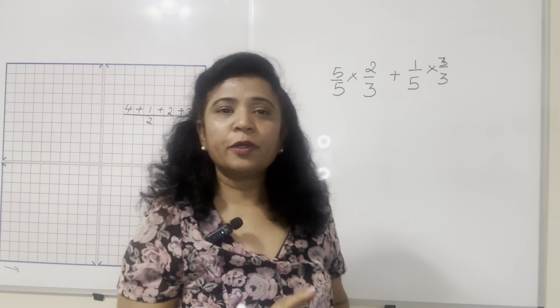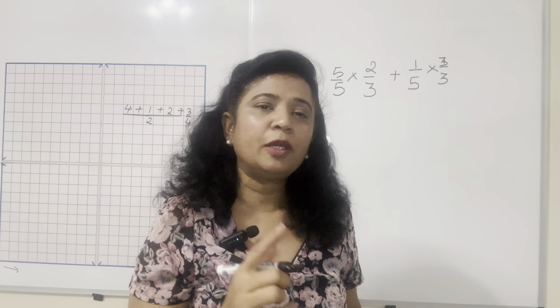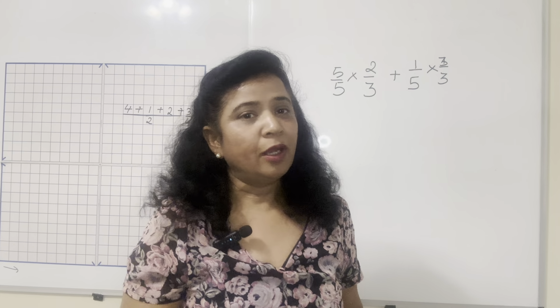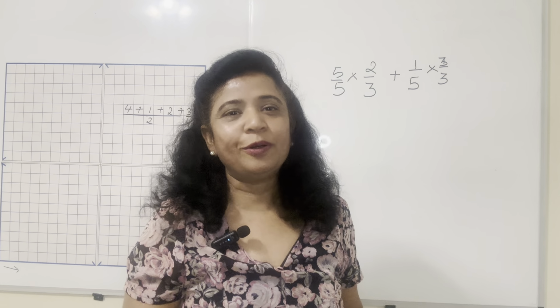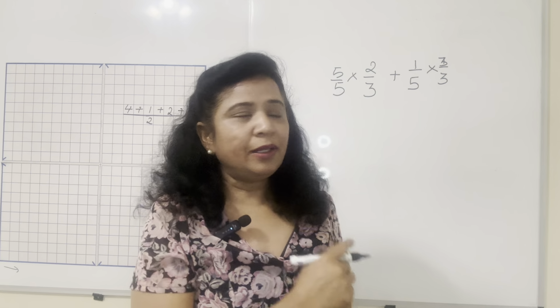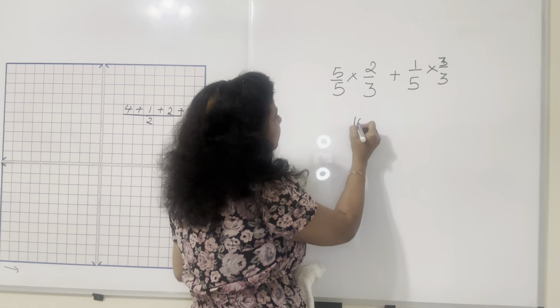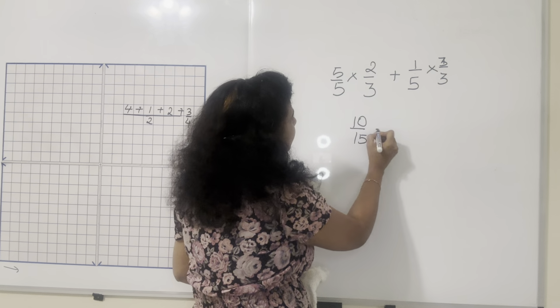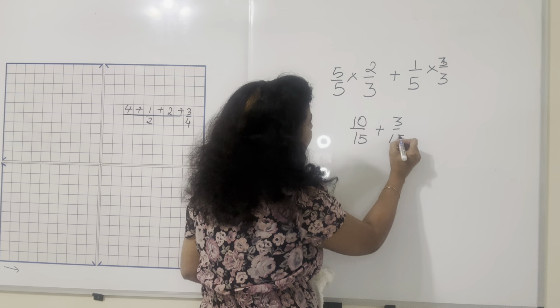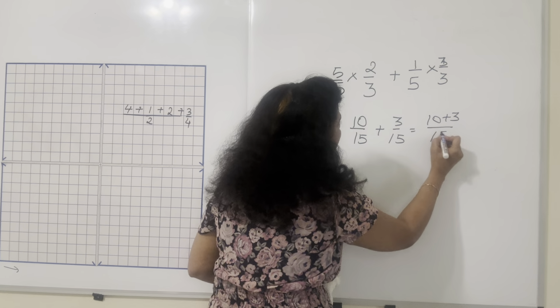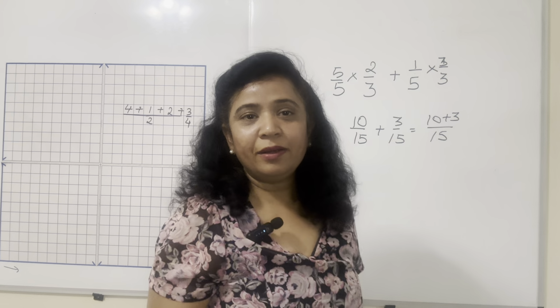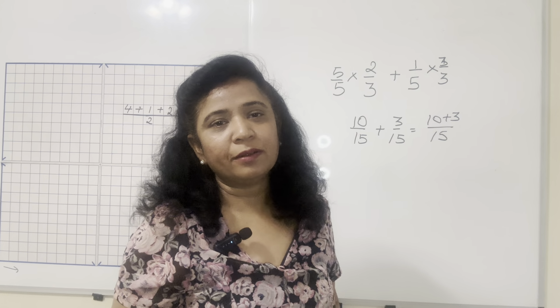Whatever operation you are doing with your denominator, make sure you are doing it with the numerator too. Don't make that mistake where you are just making the denominator the same and forgetting about the numerator, okay? So let's see. So here it will become 10 over 15 plus 3 over 15, right? And now you can just add your numerators very easily because now you have the same denominator.